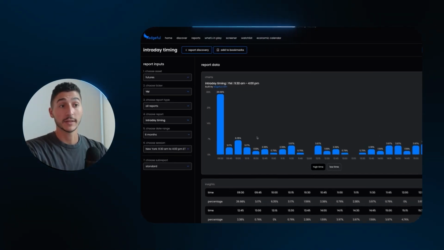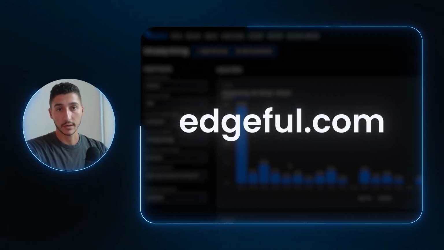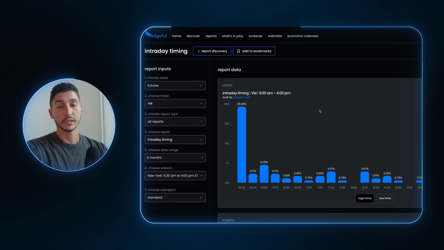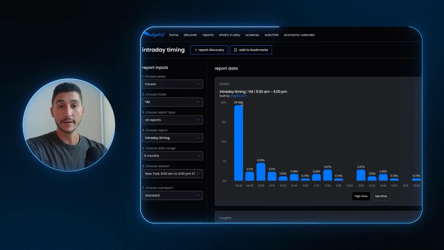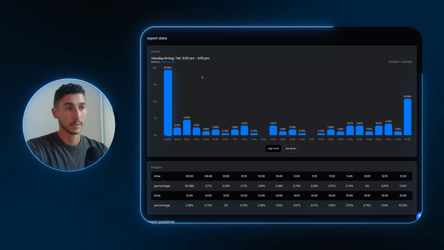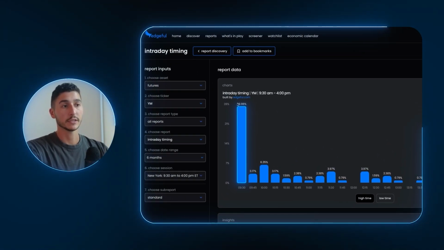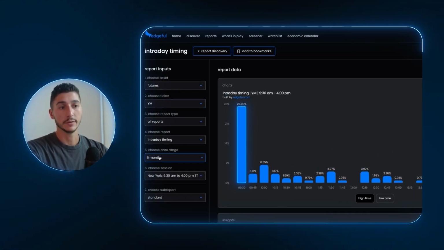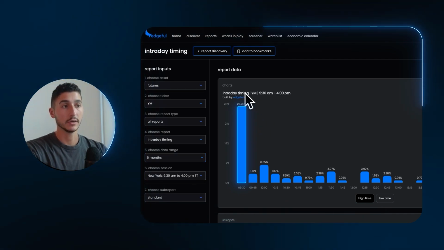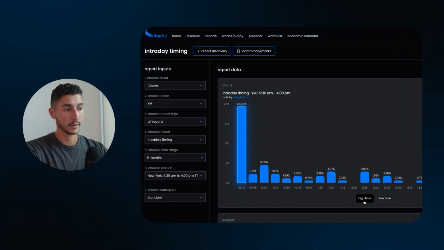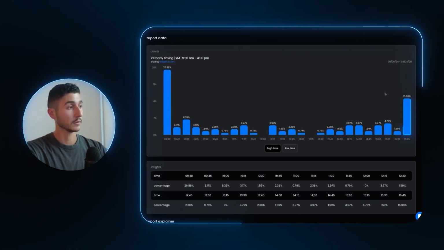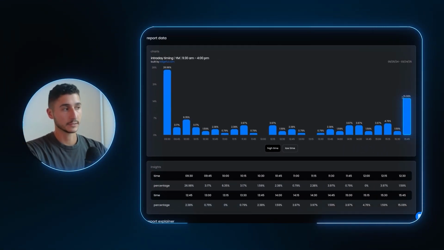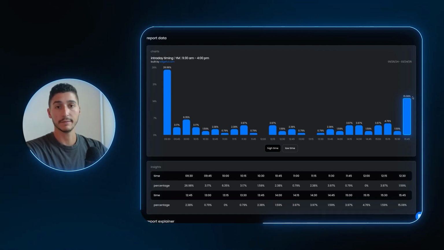Here's everything you need to know about the intraday timing report on edgeful.com. So very simply, this report measures the average time of the high of day and the average time of the low of day. So you can see here, 26% of the time on YM in the last 6 months in the New York session, the high of day was made at 9:30. The second highest time was at the end of the day at 15%.